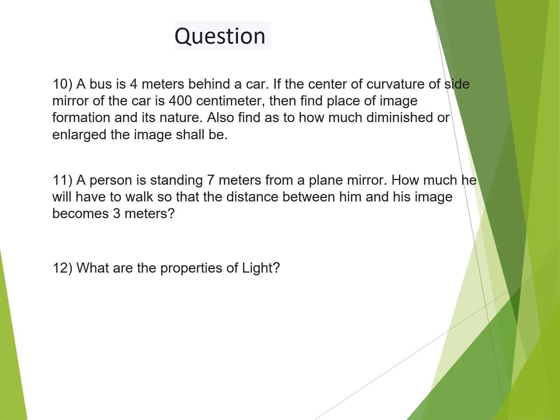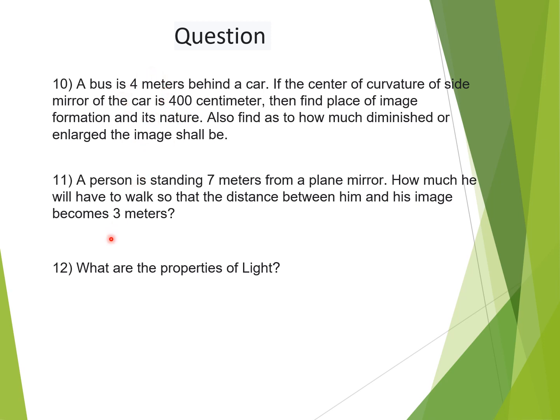And how much diminished or enlarged the image shall be? We know that M is equal to minus V upon U. So V is 4 upon 3 and U is minus 4. So minus 4 upon 3 into 1 upon minus 4. So 4 will go and M will be 1 upon 3. That means the image shall be 1 upon 3 times of the object.